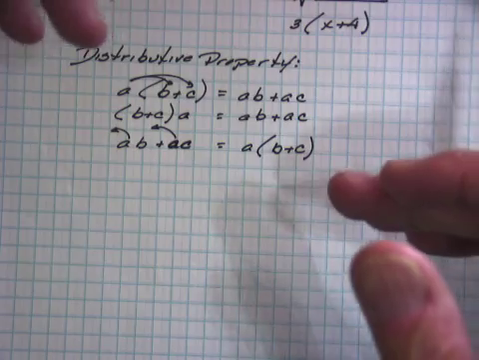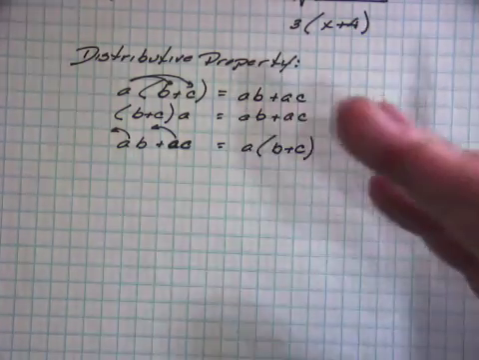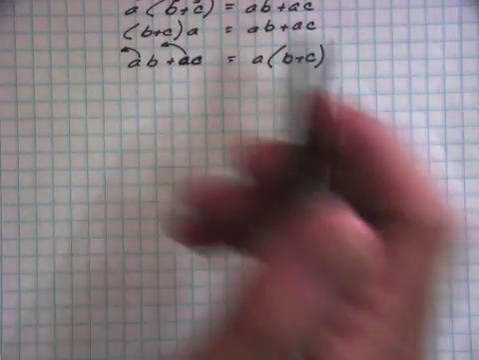Okay, so you've got the distributive property and the distributive property in reverse. We don't really call it distributive property in reverse, but it's just a good way to describe what we're doing. Okay, so let's just take a look at some examples here.